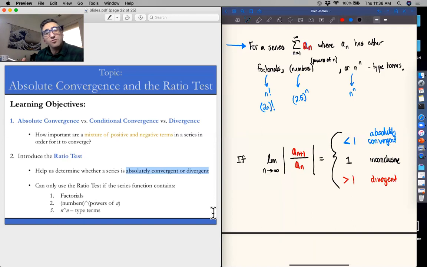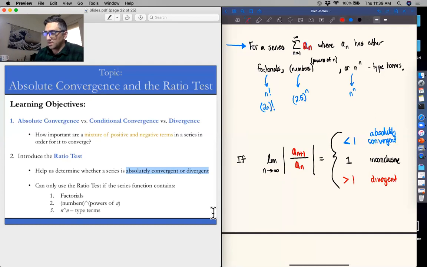And that inconclusive really means we're likely applying the ratio test to a series we shouldn't be. In other words, we're applying the ratio test to a series that maybe doesn't have any factorials, numbers raised to the power of n, or n to the n type terms. So we probably should look for an alternative series convergence or divergence test to help us out. So that's really what the ratio test is. We are considering the limit of the ratio of the n plus first term to the nth term in the series as n goes to infinity, all in absolute values.